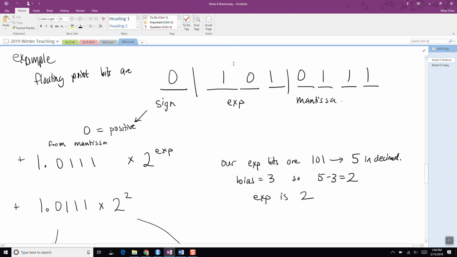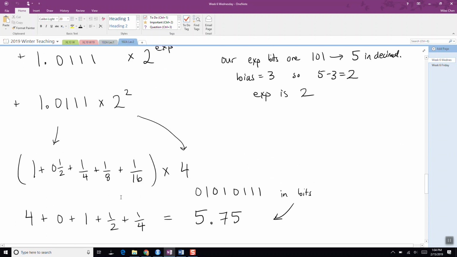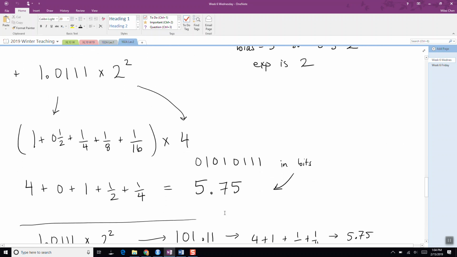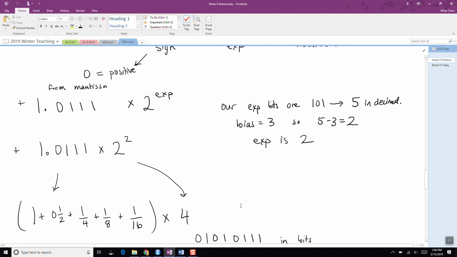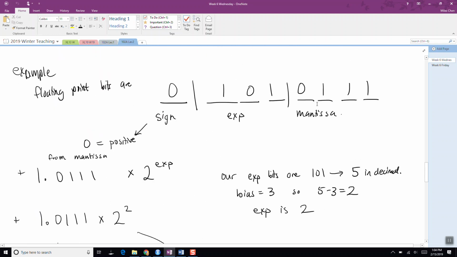If our values are stored like this, our exponent is 101, which turns into 5 in decimal. We apply our bias of 3, so our exponent is 2. If our mantissa is 0111, this turns into positive 1.0111 times 2 to the 2. And when we do the computation, it comes out to be 5.75. And we said, as far as the mantissa goes, we can always assume that the leading digit is a 1, because that's how scientific notation works, right?